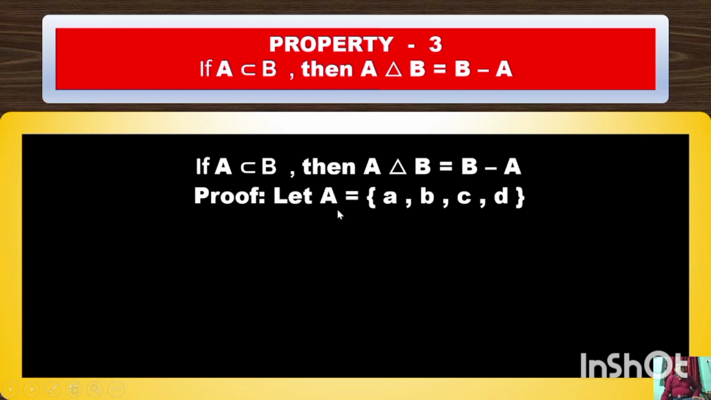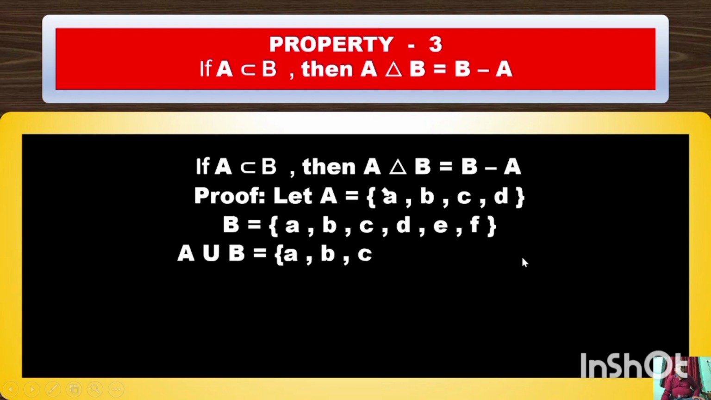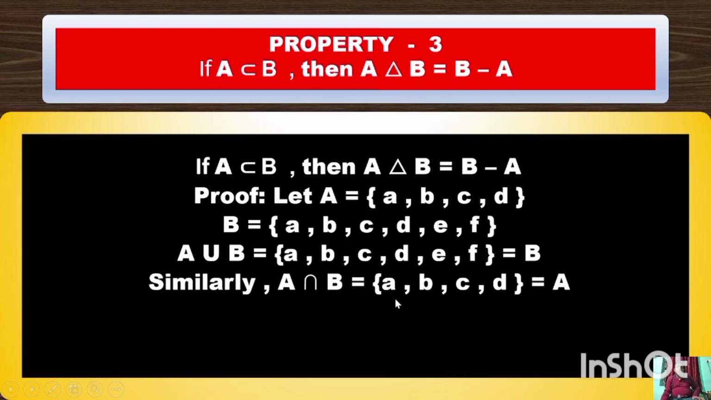Let A be the set having elements a, b, c, d. Here B is a set having elements a, b, c, d, e, f. Then A union B is equal to a, b, c, d, e, f, which is B, because A is a subset of B means A union B is equal to B. Similarly, A intersection B is what? a, b, c, d, which are the common elements, which is A, because if A is a subset of B, the intersection set is a subset, and the union set is the superset.